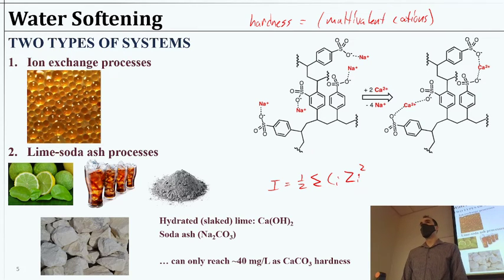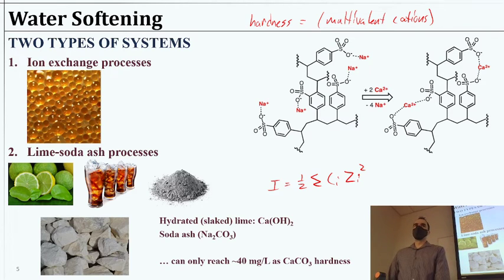And even if you were exchanging, let's say, 2 sodiums for every 1 calcium, so you have 2 moles per liter, that's still going to just be 1. The ionic strength is 1 compared to the ionic strength of 2 for the calcium case. So just wanted to show that by reducing the hardness through ion exchange, it's not just the hardness, it's also the ionic strength. So they're obviously related there. Okay, so that's kind of neat.